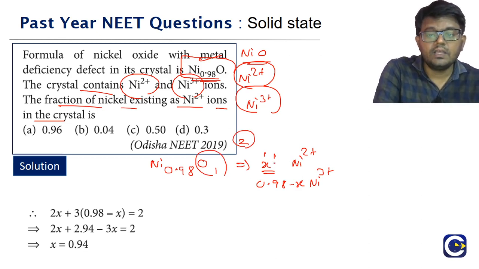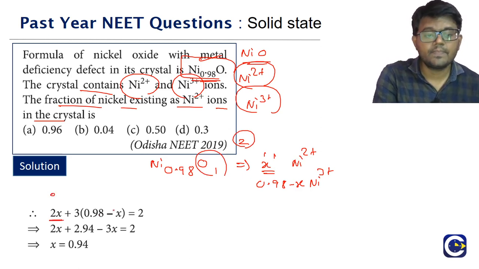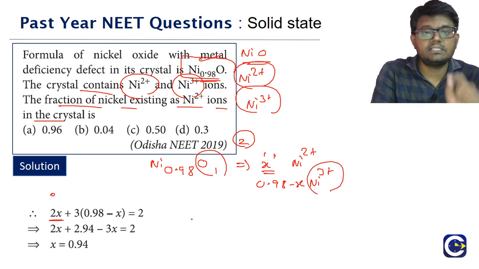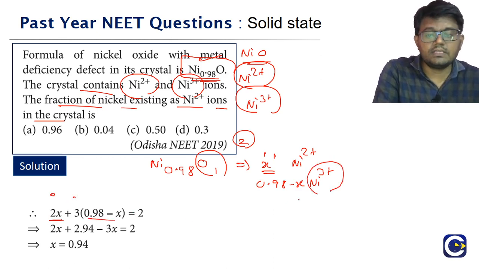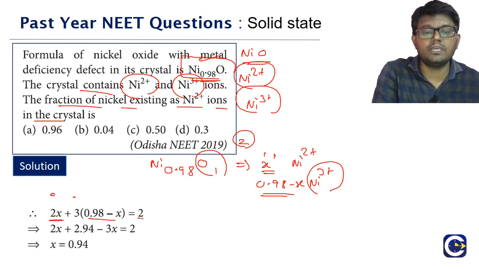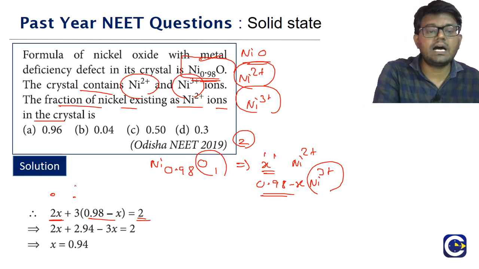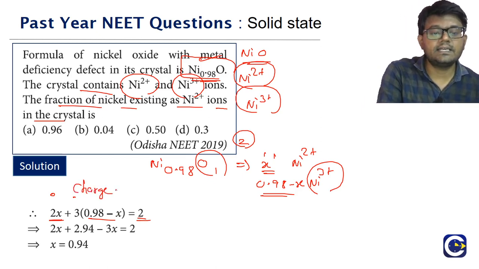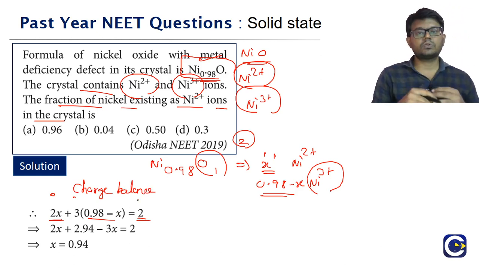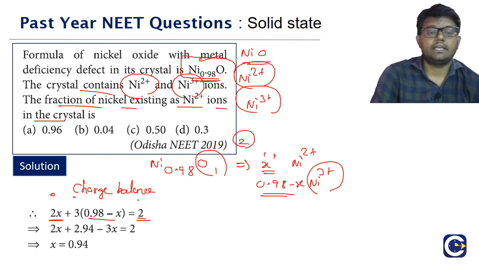Total charge of the cations means what will be the situation? We have X nickel 2 plus ions. Each nickel 2 plus will have how much charge? 2. So 2 into X plus nickel 3 plus, what is the charge? 3 is the charge. 3 into the amount of nickel 3 plus, 0.98 minus X. If we add both of it, it should be equal to the total charge on the anion, which is 2. So this charge balance method is the approach that we will be using to solve questions like this. Total charge of the cations will be equal to the charge of the anions.